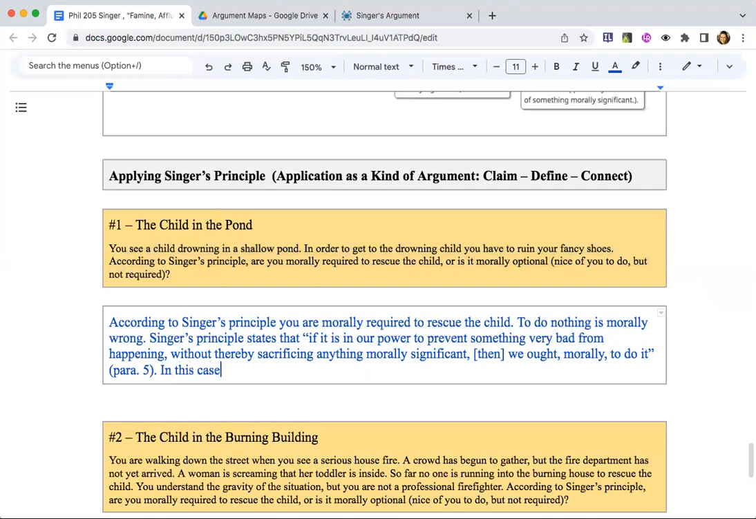In this case, if you haven't already paused to try to do this on your own, pause now and fill in the connect step on your own. Write it up, and then we'll compare. Assuming you've done that, in this case, the death of the child would be a very bad thing.